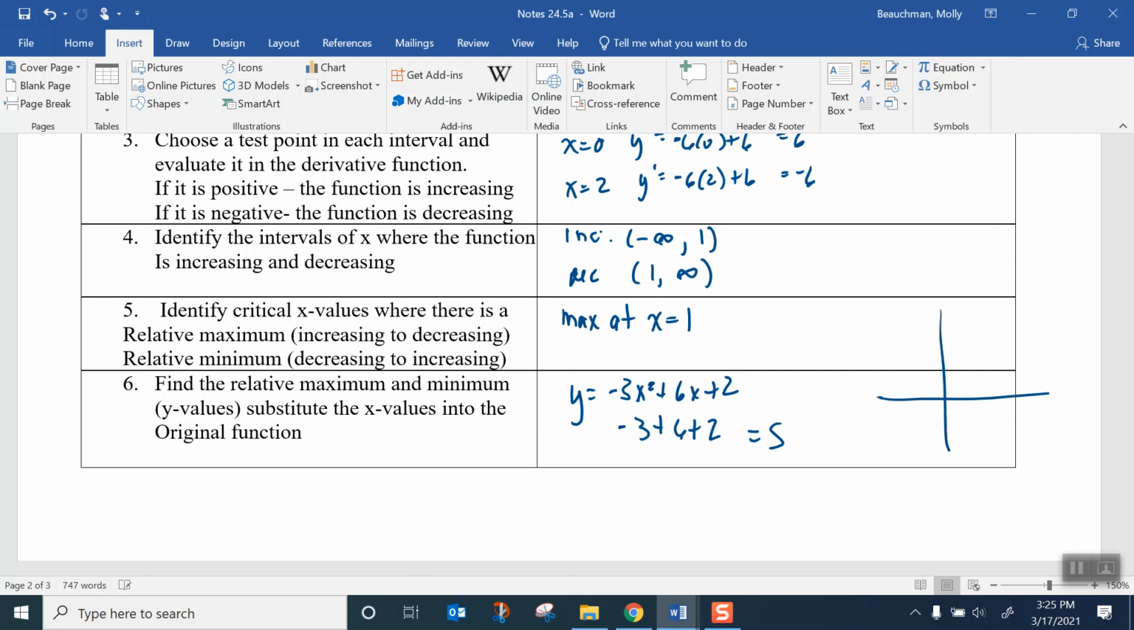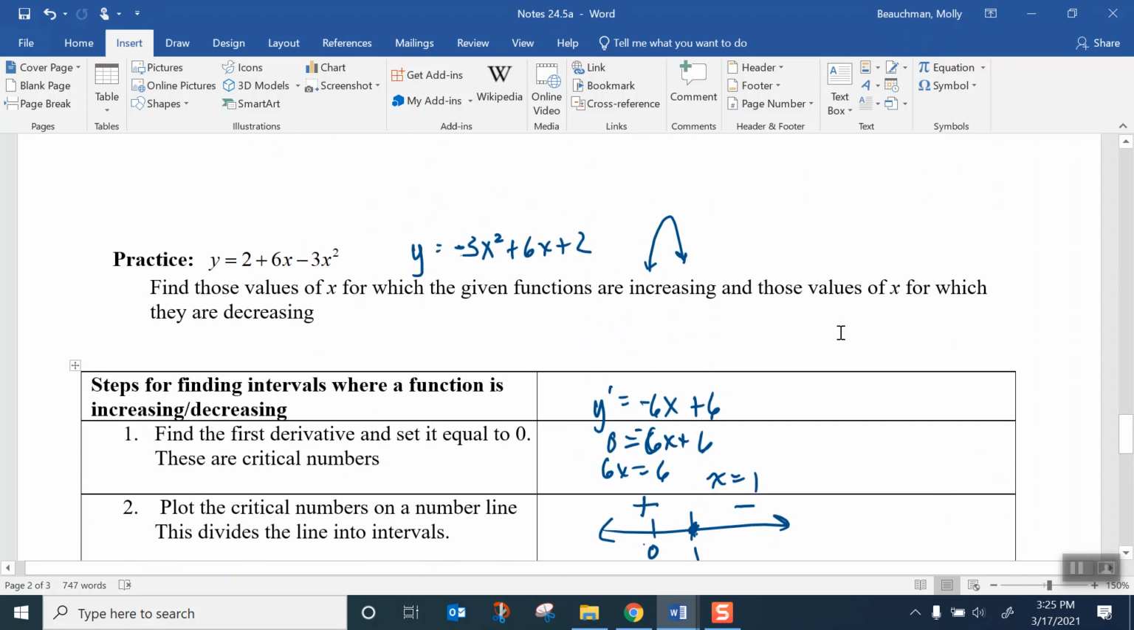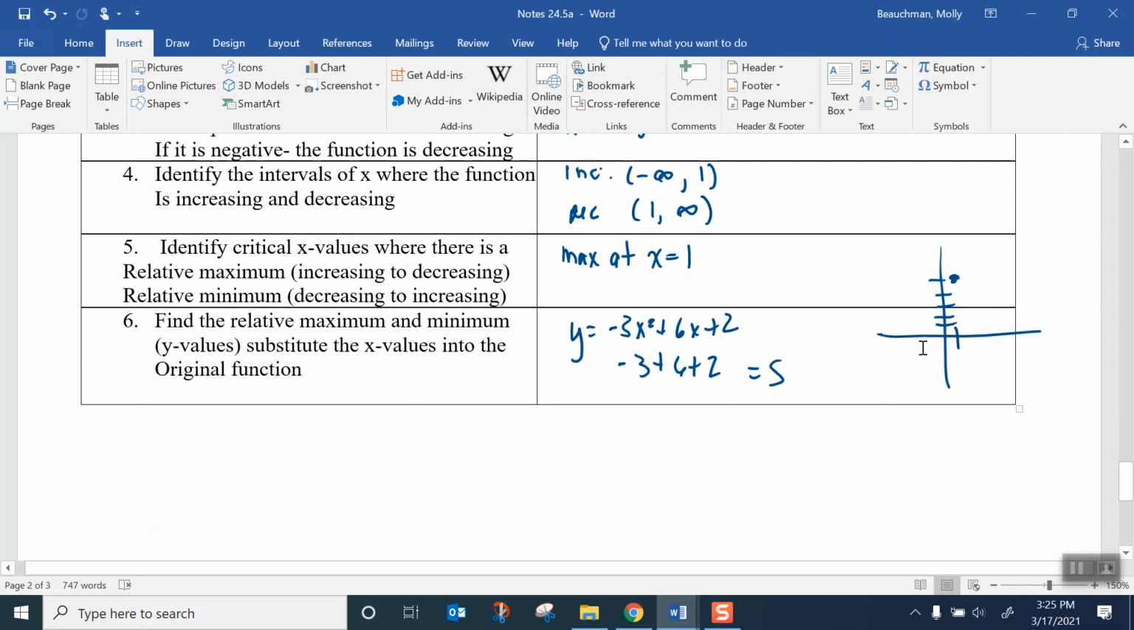So just a quick sketch: at the coordinate 1, 2, 3, 4, 5, there's our vertex. You know from polynomials that the y-intercept would be 2 if we put a 0 in for x. That means we have a corresponding point. And that would be the sketch of our graph.